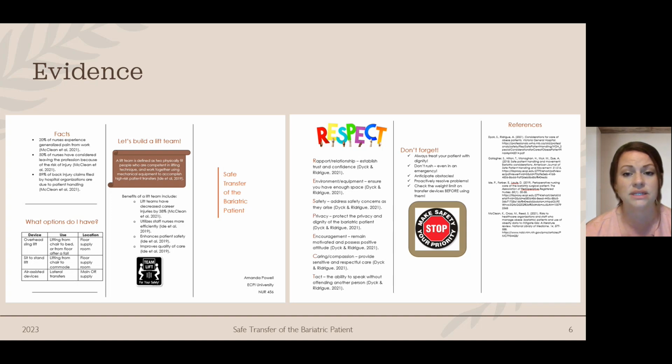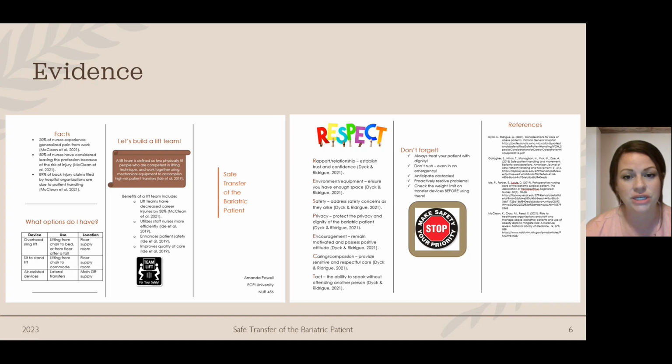A recent study found that by implementing a lift team on the unit, career injuries were decreased by 38%. I think that's pretty substantial. Additionally, nurses are utilized more efficiently, and patients have overall better quality of care when a lift team is implemented.